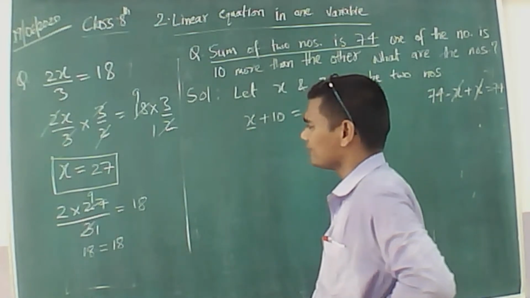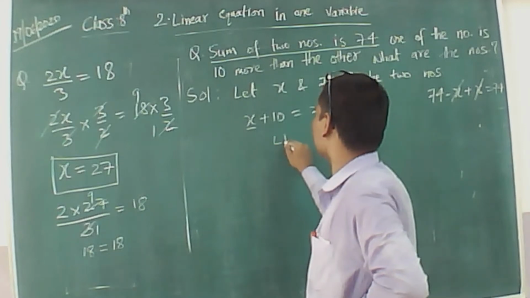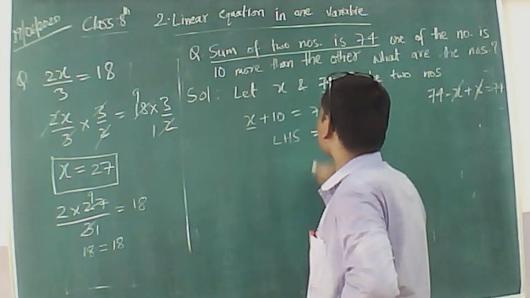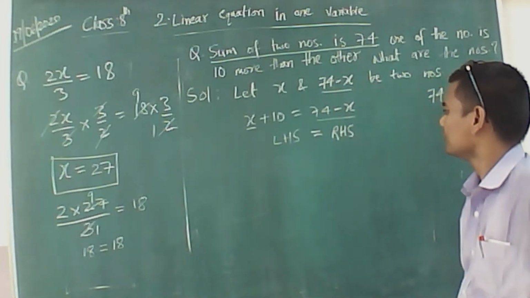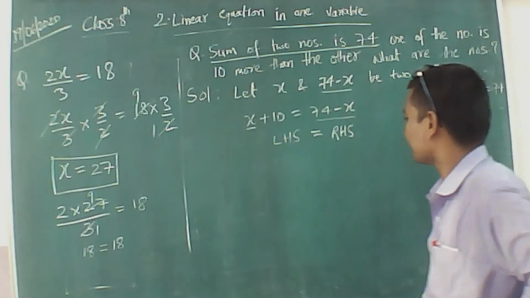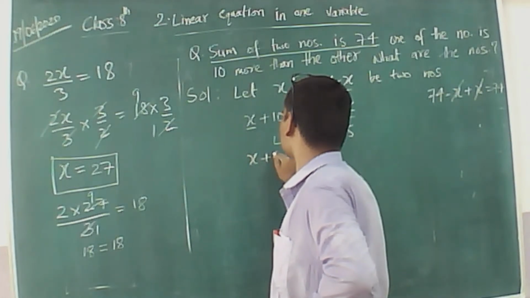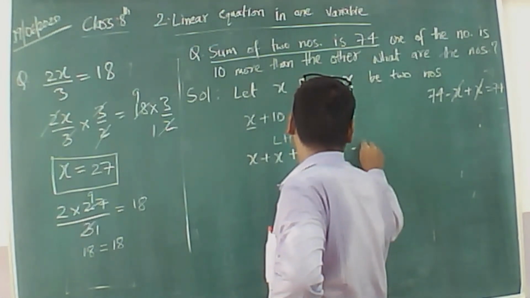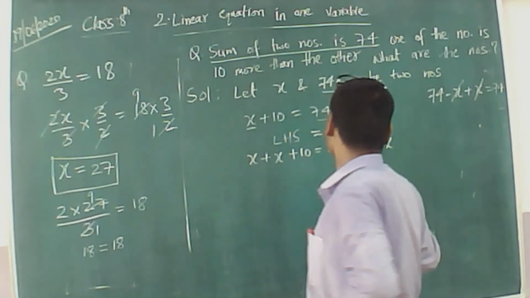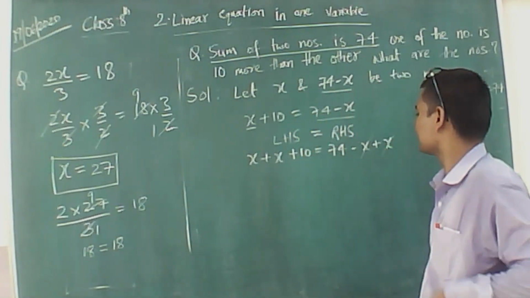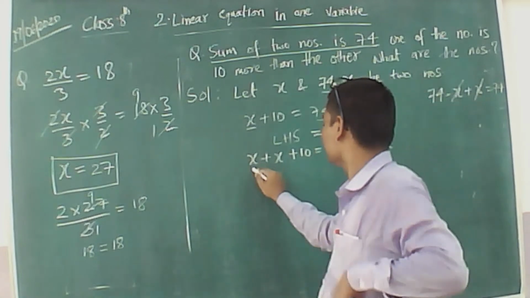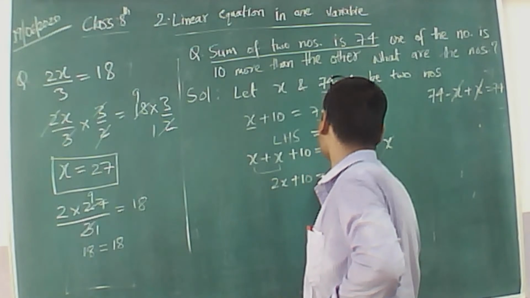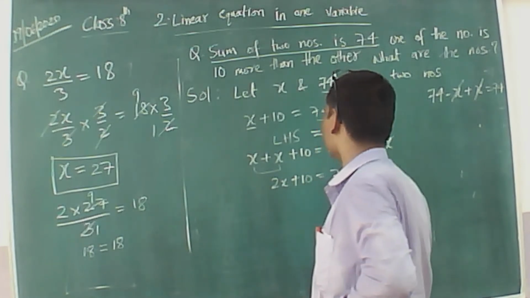Now, again we have to follow LHS is equal to RHS. LHS and RHS are balanced. Add x on both the sides. x plus 10 is equal to 74 minus x plus x. So this plus x and this minus x get cancelled, and here it becomes 2x plus 10. 2x plus 10 is equal to 74.